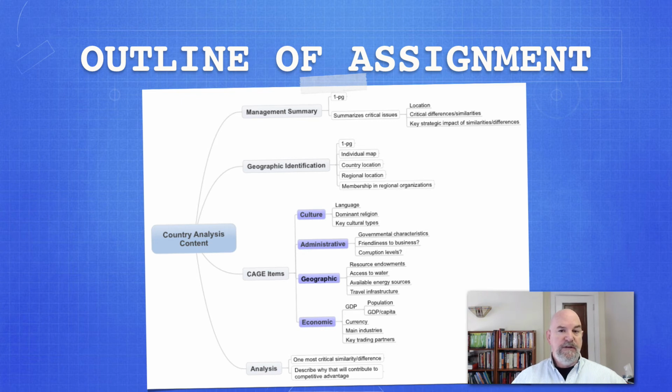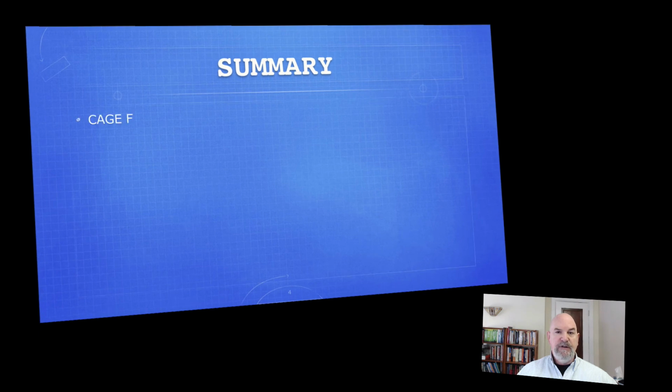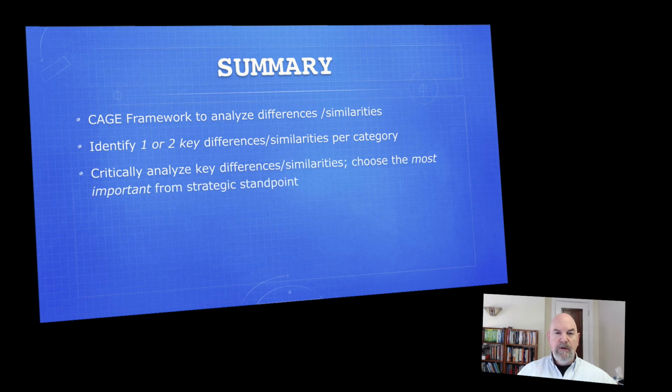So if we look at the analysis of this project, pretty quickly, we're just going to try and analyze similarities and differences using a CAGE framework, as we've talked about. Give me one or two key differences. Don't make this too broad. Don't do too much work. Just one or two key differences or similarities. And in particular, then analyze them critically. Of those 4 to 8 in total, one or two per category, which one really, really matters? What's the one upon which our investment in another country would turn? Tell me what it is. Suggest whether you should or shouldn't expand to that country, and support it with reasoning.